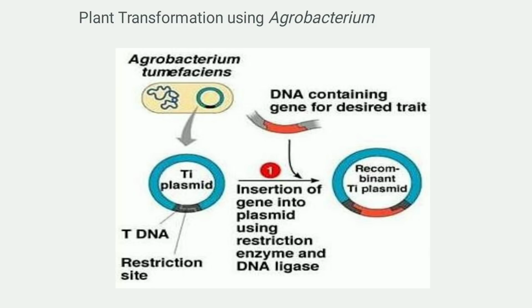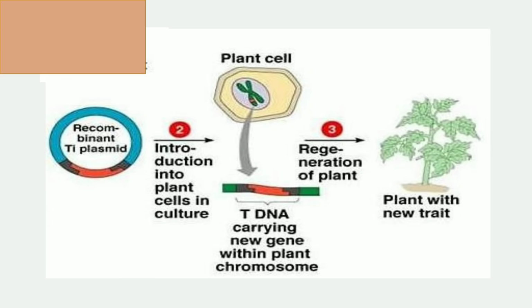Now, how this agrobacterium can be used for plant transformation. This is just a rough sketch for understanding. I'll tell you in detail how to go about the production of the recombinant plasmid, right? The agrobacterium tumefaciens Ti plasmid has got the tDNA region. We are going to prevent the oncogenicity, and we are going to insert our gene of interest into the plasmid, right? And we are going to produce the recombinant plasmid.